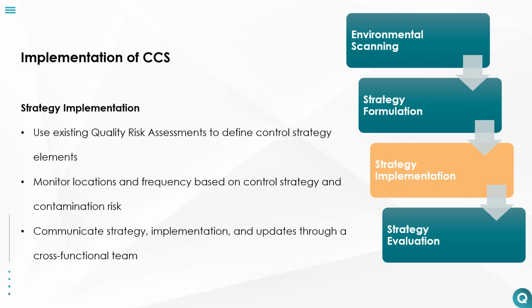Continuing with strategy implementation, we should leverage existing quality risk assessments to define elements of the control strategy, such as parameters and attributes related to product materials, facility conditions, and monitoring protocols. We should establish monitoring locations and frequency based on defined control strategy and specific contamination risks identified, and facilitate effective communication of the CCS strategy, implementation progress, and updates throughout the cross-functional team approach, ensuring comprehensive feedback and alignment across departments.